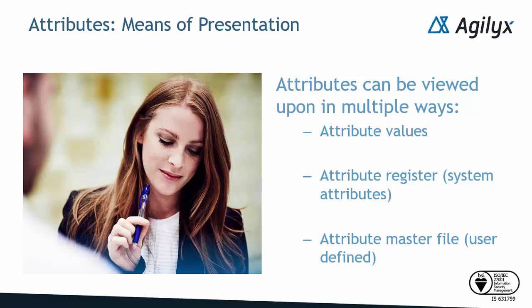Okay, so attributes can be viewed in multiple ways. As I said, everything in the application is an attribute. It's just a means of presenting the information in the application. You could view the attributes via the attribute values, or the attribute register, which is the system attributes. So you can define the attributes in multiple ways. You could have attribute values in the attribute values window, or you could have a master file for the attribute.